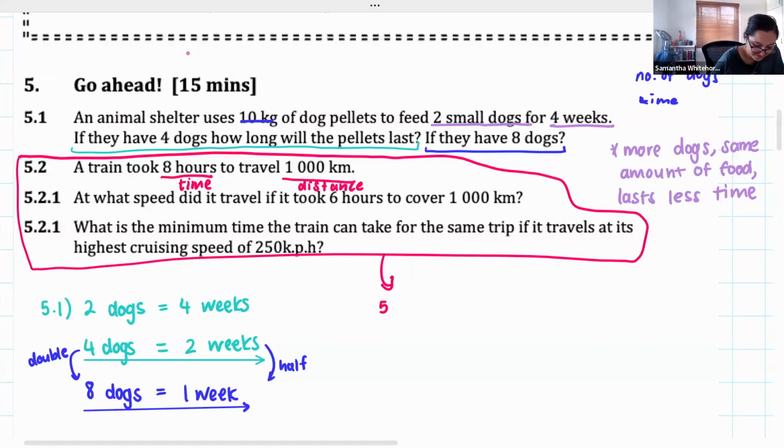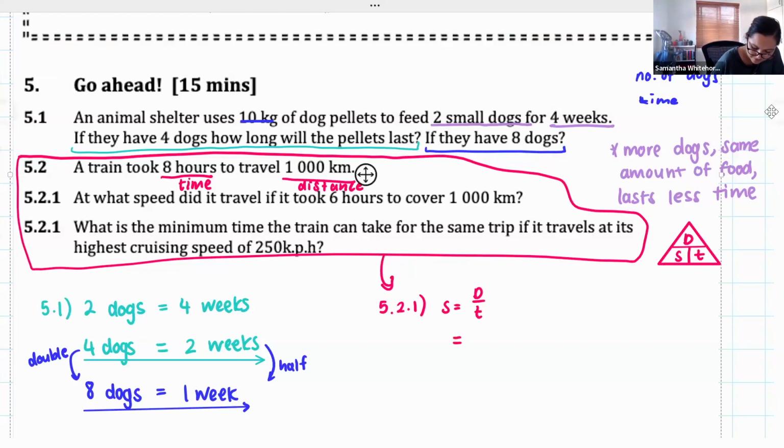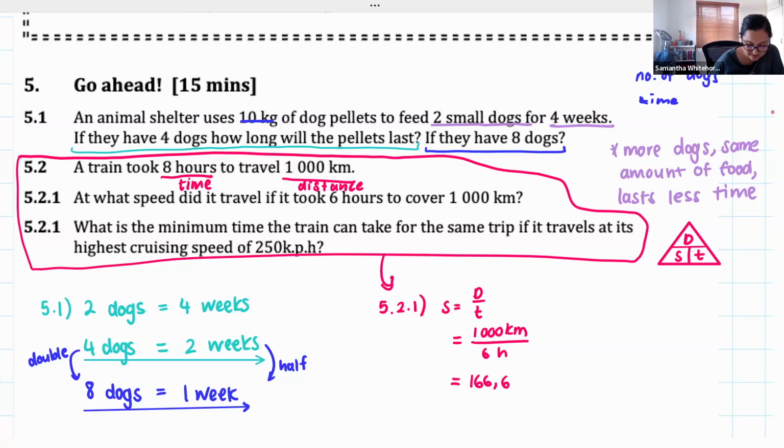So, ma'am, the DST triangle says that we need speed. So, the formula for speed is D over T. Then we have to say speed is equal to 1,000 over 6, which is the hours, and then we have to divide that. Good. Which is 166,6 or 166,7. Awesome, well done. Okay, I'm going to do 2 decimal places.